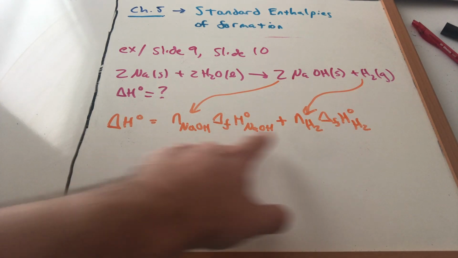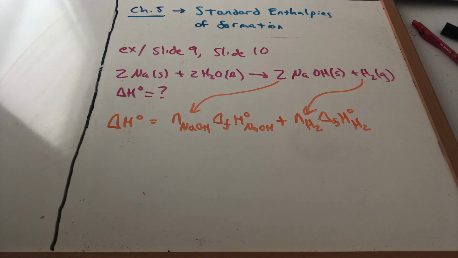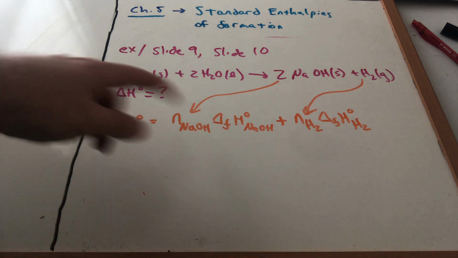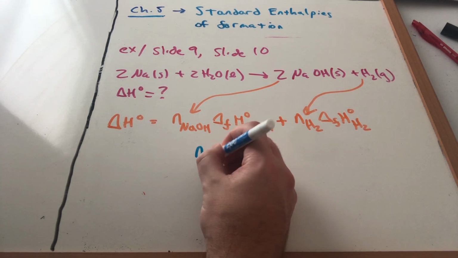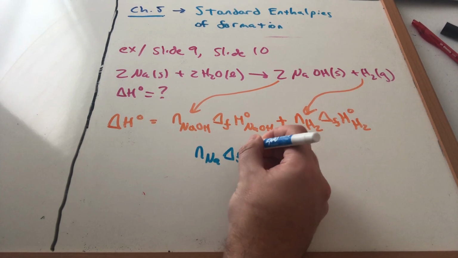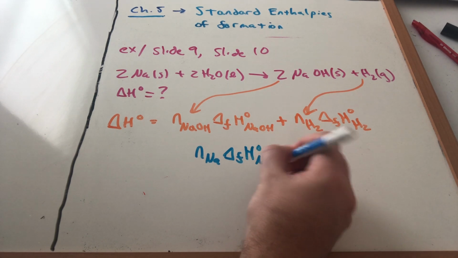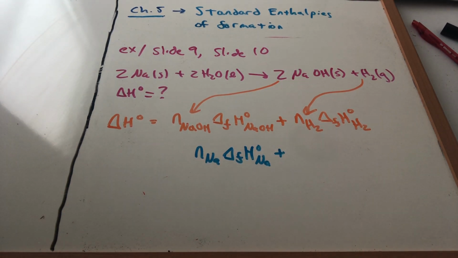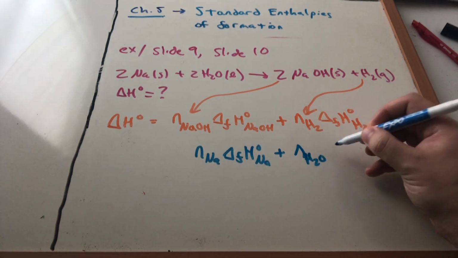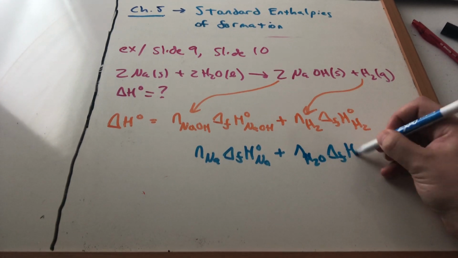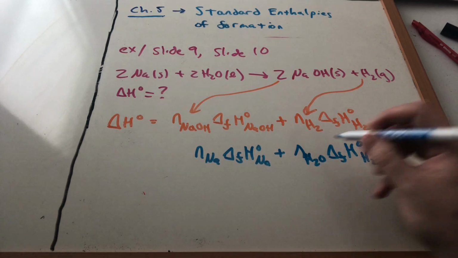Now you don't only do this sum for the products. You also do the exact same sum for the reactants, but it's the same sort of form. So I'm going to take N for Na, delta formation H naught for Na, and it's a sum. So I'm going to add to it N for H2O, delta formation H naught for H2O.